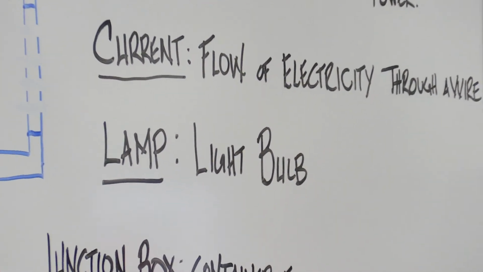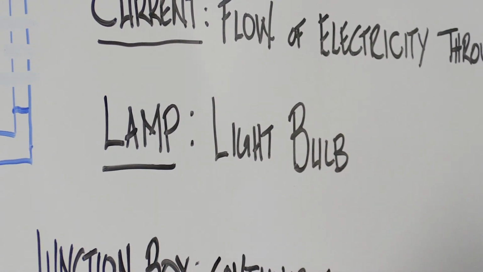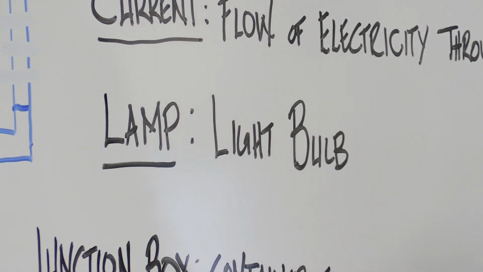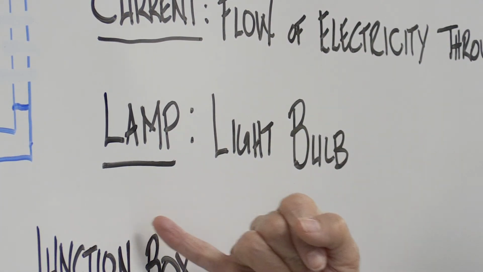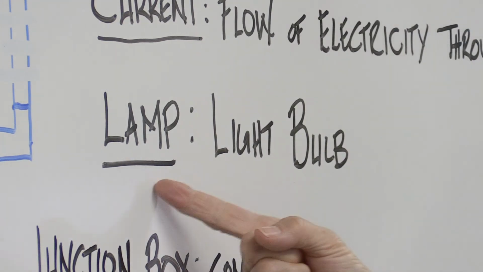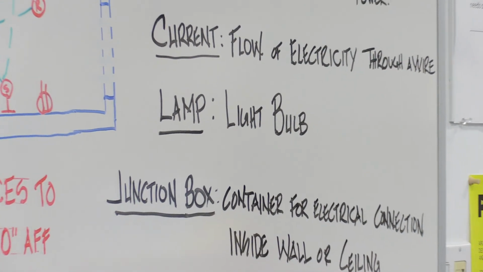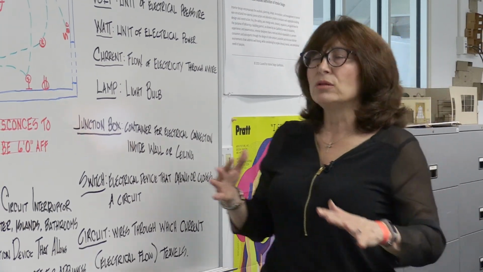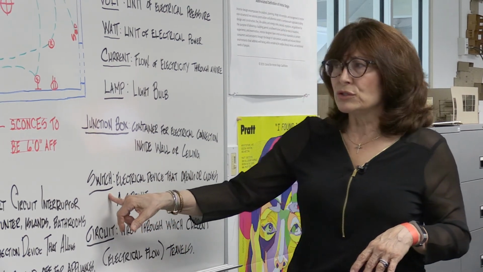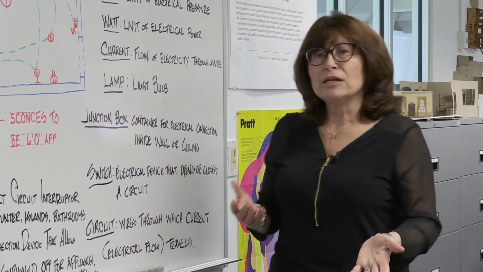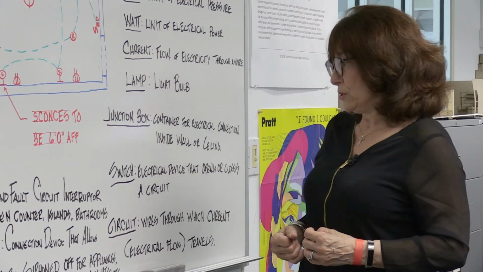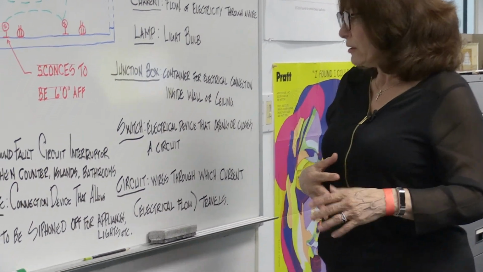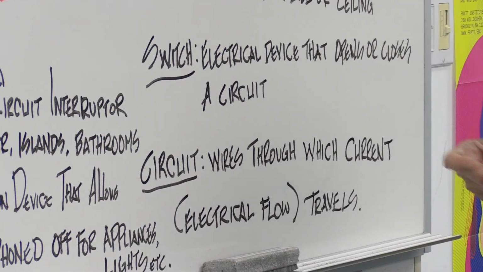In the industry, a lamp is the actual light bulb. You may refer to a light bulb as a light bulb that goes into a lamp, but in the industry we call light bulbs lamps. So I don't want you to be confused if I say lamp, I mean light bulb. The junction box, that's a container for an electrical connection inside a wall or a ceiling. Your switch, okay, that's the electrical device that opens or closes a circuit. And then the circuit are the wires through which the current, okay, which is an electrical flow, travels.